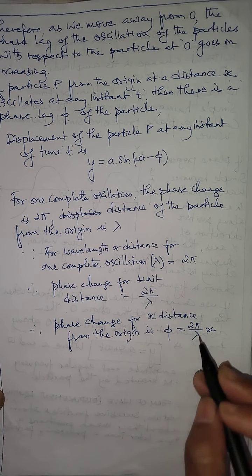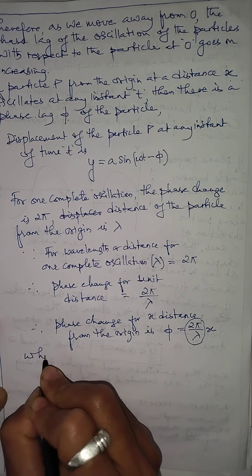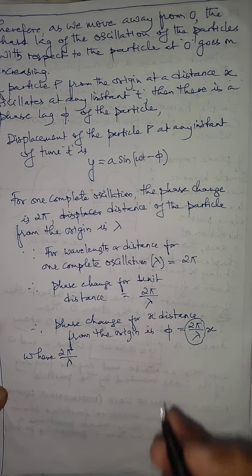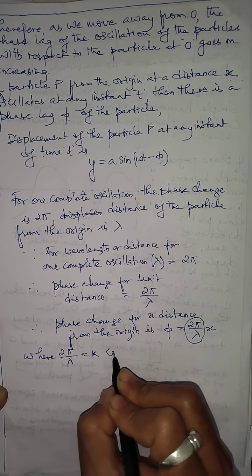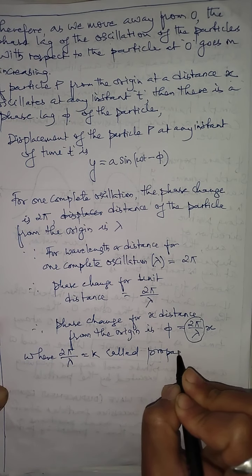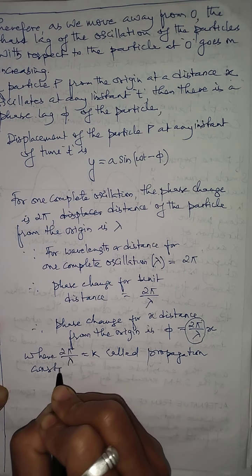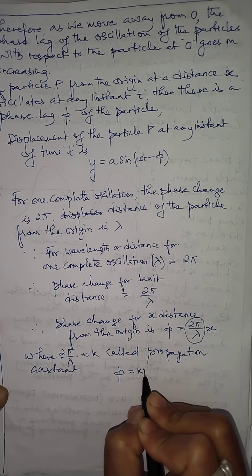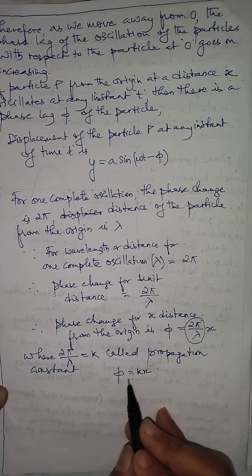In this relation, 2 pi by lambda is basically a constant. We call this constant the propagation constant, and we mark it by the letter k. So I can replace it by k, called the propagation constant, and write the same phase as kx. So phi equals kx.